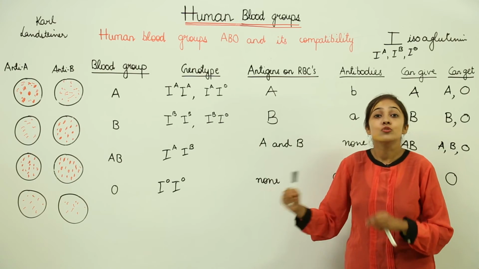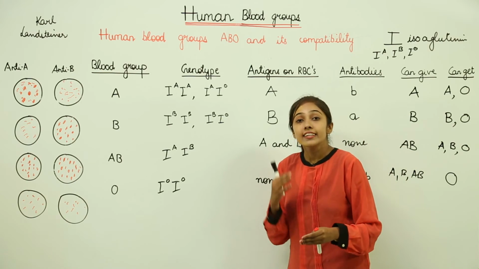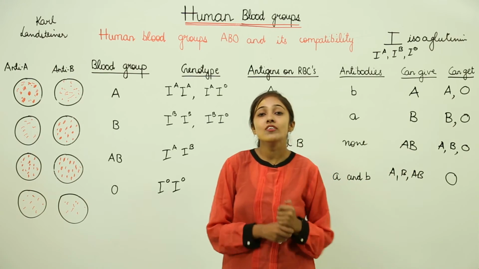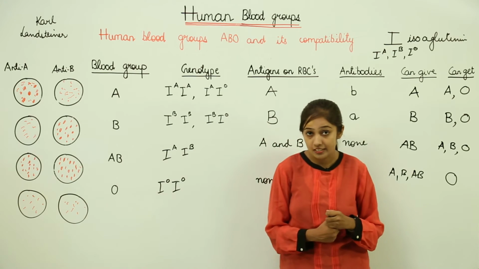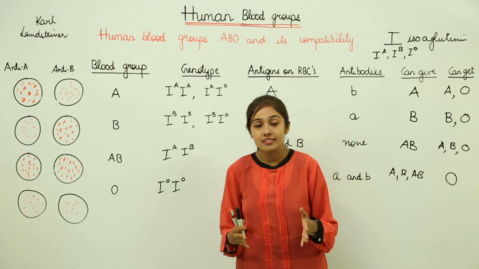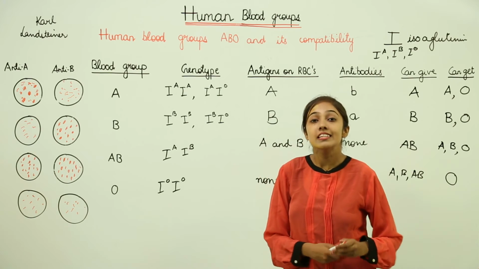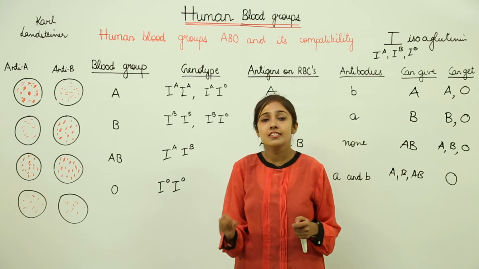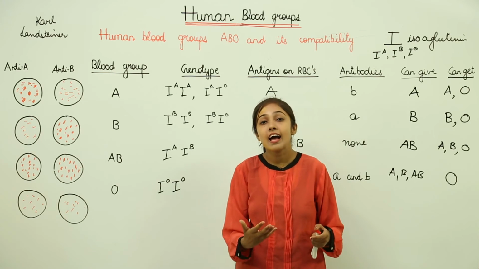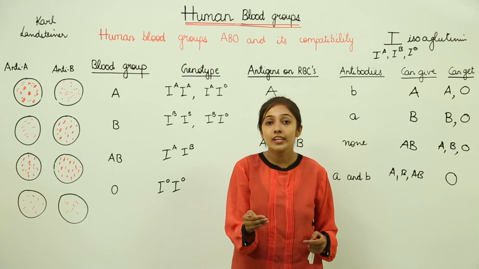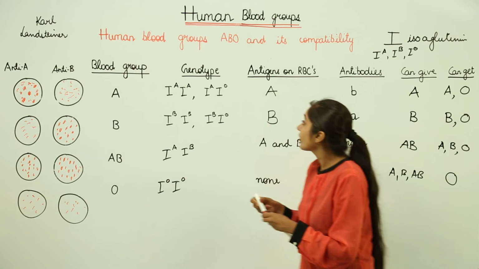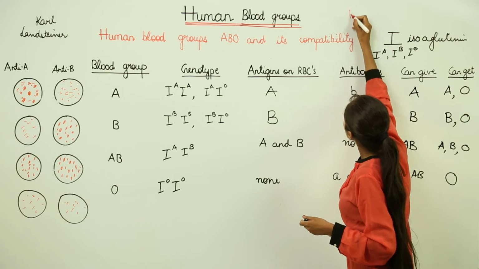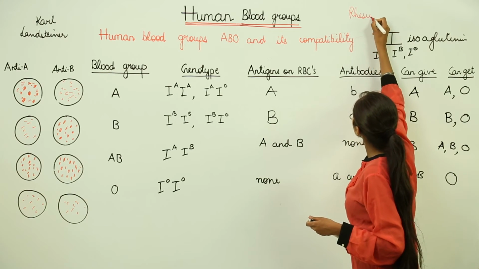And O is universal donor. The next factor, very important one, is the rhesus factor. Now in some cases, in some persons, there is rhesus positive blood. Rhesus positive blood means their RBCs have another antigen that we call the rhesus antigen.